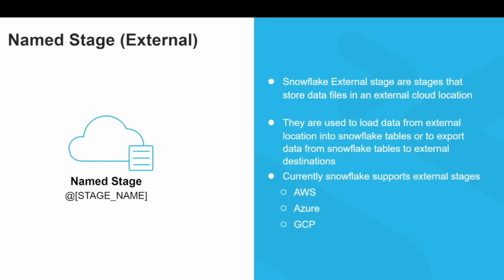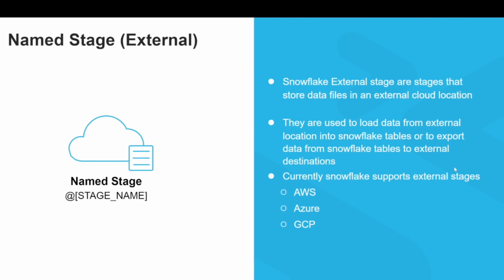They are used to load data from an external location into Snowflake tables, and they also help you export data from Snowflake tables to an external destination. So it works both ways. You can load data from an external location to Snowflake, or export data from a Snowflake table to an external location through a named external stage. Currently, Snowflake supports external stages with AWS, Azure, and GCP.